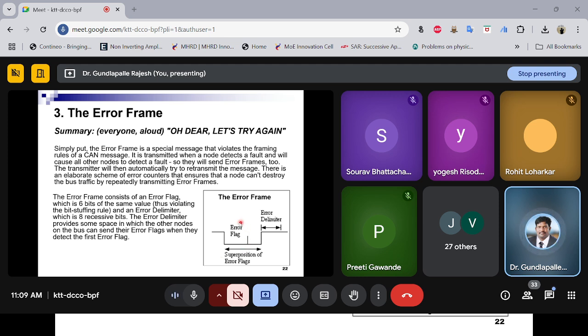So this will be the error flags, followed by your 6 bits of the same value, and an error delimiter. So this is the error flag shown here. If a receiver receives erroneous data, that will be flagged in this error flag, and it is sent.